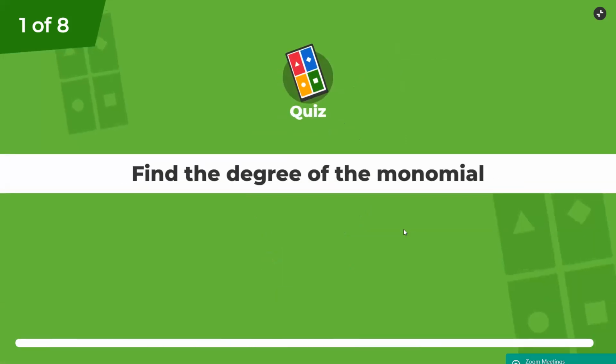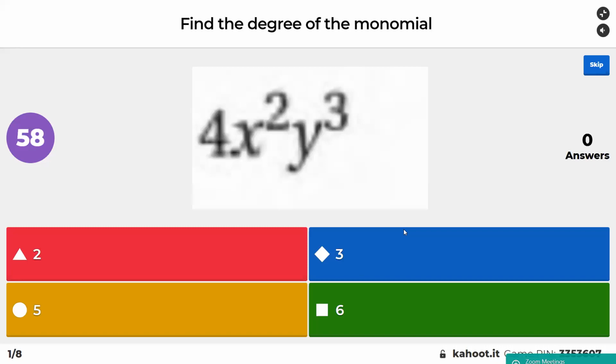Find the degree of the monomial. Look at these numbers here: 4x squared y cubed. What is the degree of the monomial? Now, if you have your mobile, just look at my screen and choose the color.